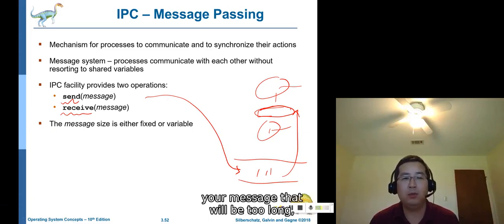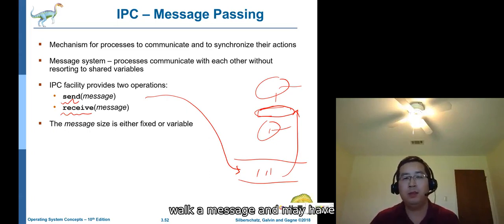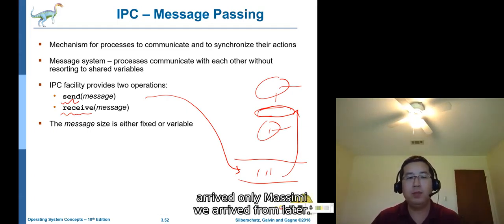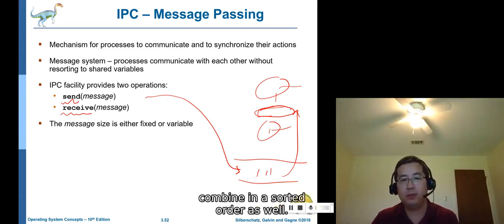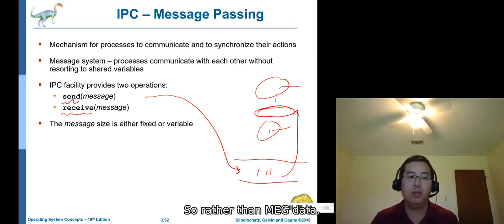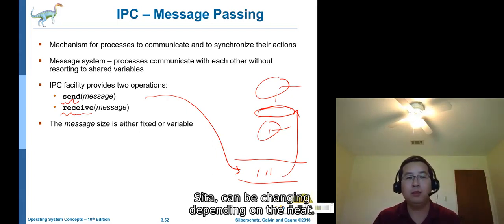Maybe your message is too big, too long, and you cannot send it via one message. That causes trouble, because once the message is routing on the network, some messages may have network issues and route slowly, so an earlier message may arrive later. So you need to combine and sort the order as well. Rather than that, we may prefer a variable one, which means the message size can change depending on the needs.